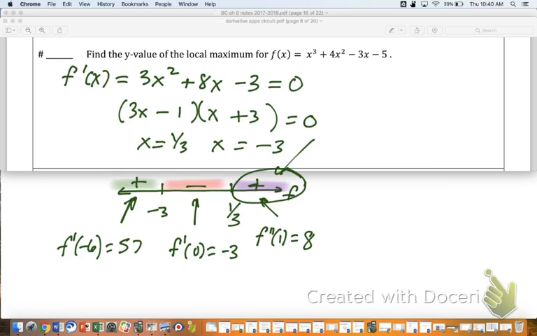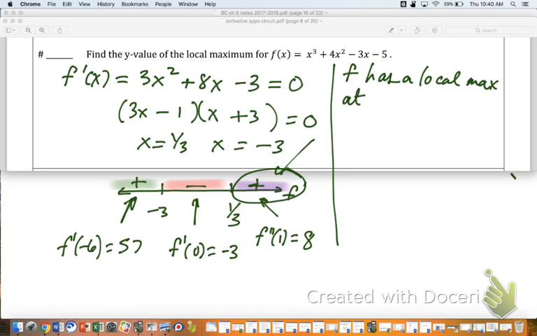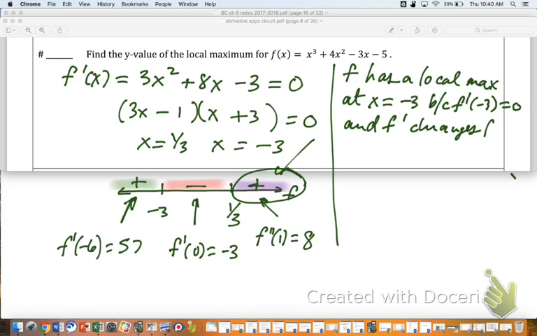Okay, so as far as justifications go, I'll put one up here. You can ask if you have a different one. I'm going to say that f has a local max at x equals negative 3 because f prime of negative 3 is 0 and f prime changes from positive to negative. Is that asking for the y? It is. We'll get to that in a second. From positive to negative at x equals negative 3.